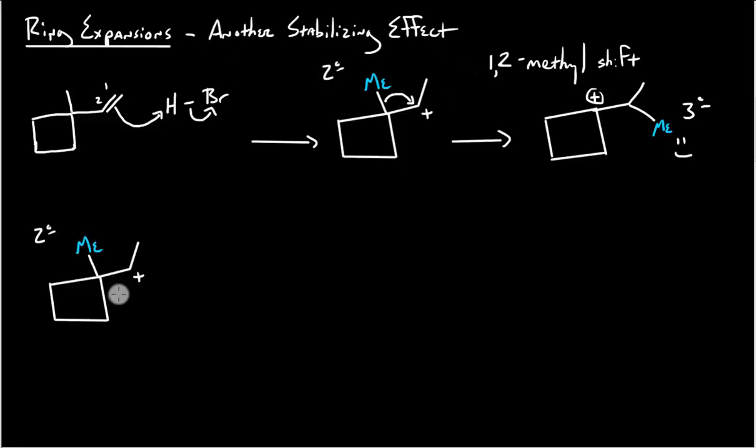Because we have a ring, we can also take advantage of another stabilizing effect, which is called ring expansion. We're going to try to number this molecule a little bit more. So let me go ahead and put numbers on everything. It's going to be obvious in a moment why we numbered, because if we didn't number, it's very easy to lose track of where carbons are and make little silly mistakes.